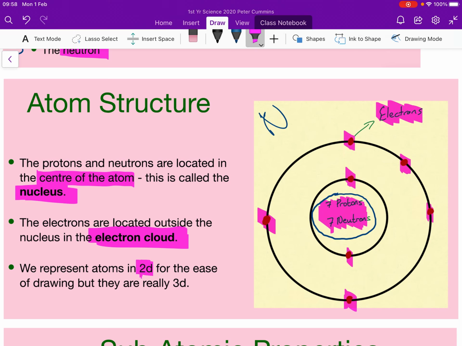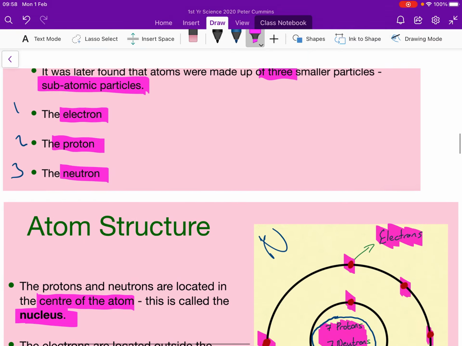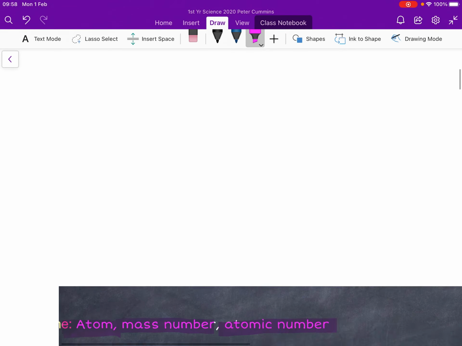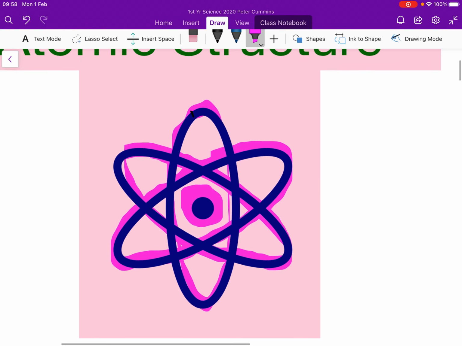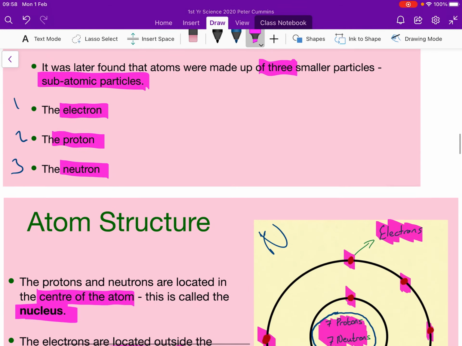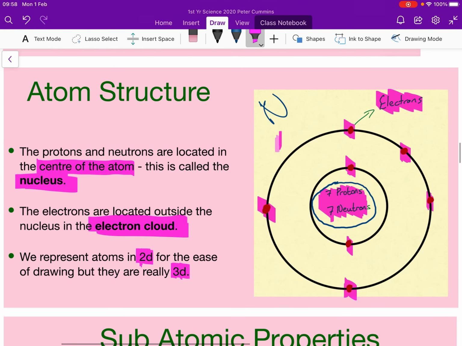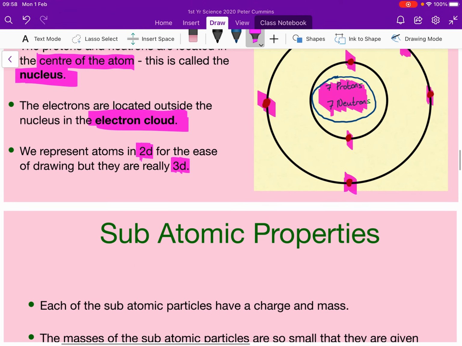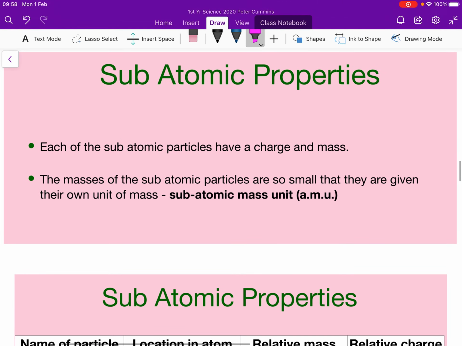This picture is obviously drawn in 2D, 2-dimensional, on a page. But really, what it should look like is what we saw at the very top. It should look like this here in 3D, but it's just much more difficult to draw. When we're drawing it on a page, we draw it like this in 2D, 2 dimensions.